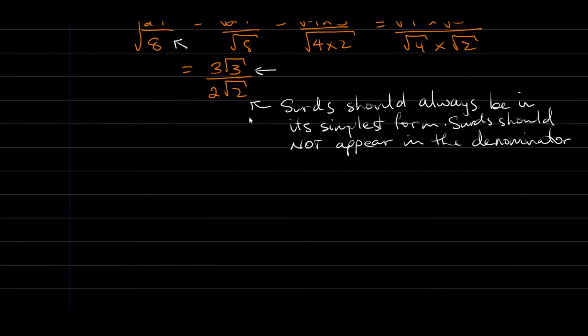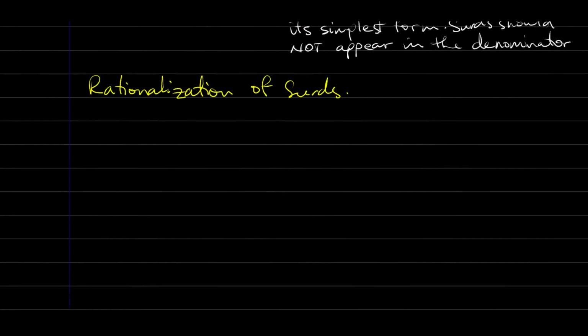To deal with this, we'll do something called rationalization of surds. This is nothing more than learning how to multiply by 1. It's nothing more than learning how to multiply by 1. So we're going to take this here. Rationalization is the removal of surd from the denominator.